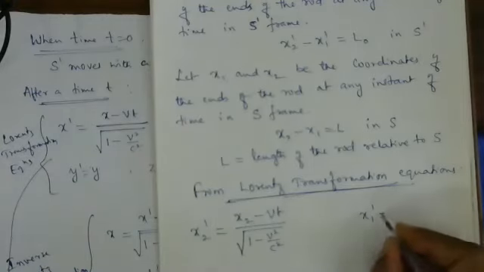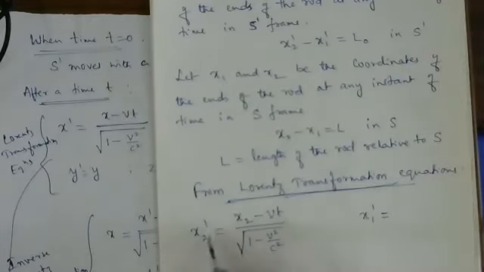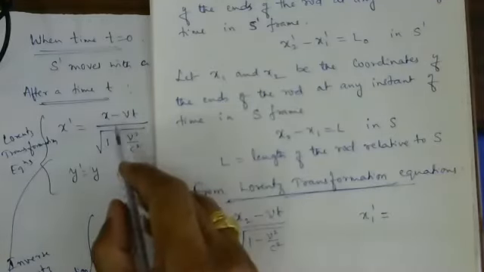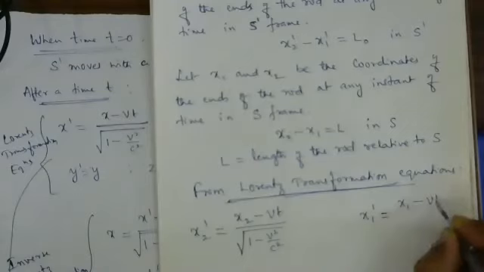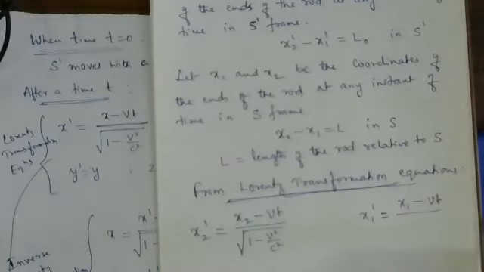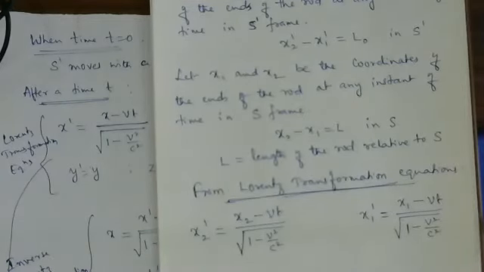X1 dash is equal to how much? X1 dash is equal to, okay, if I'm writing like this, x1 minus Vt divided by square root of 1 minus V square divided by C square. This is using the Lorentz transformation equation.